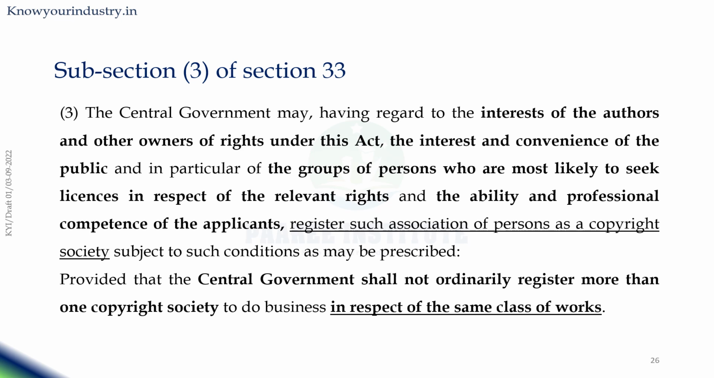When they register, a few factors they will take into consideration. The first one, the interest of the authors and other owners of the rights under this Act. Second, the interest and convenience of the public. Third, the groups of persons who are most likely to seek licenses in respect of the relevant rights. Fourth, the ability and professional competence of the applicants. After taking these factors into consideration, the central government registers such association of persons as a copyright society.